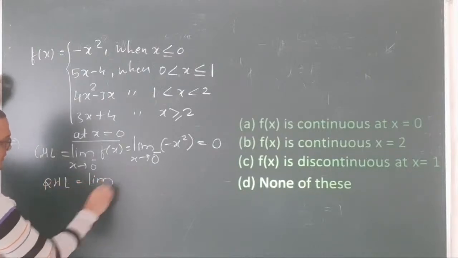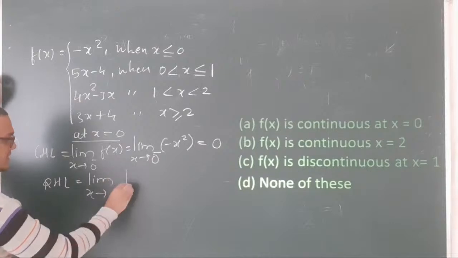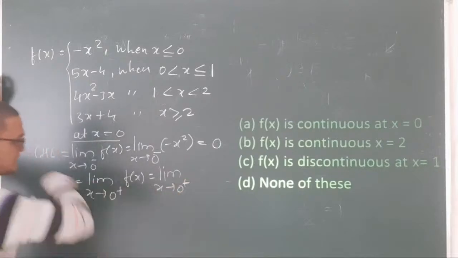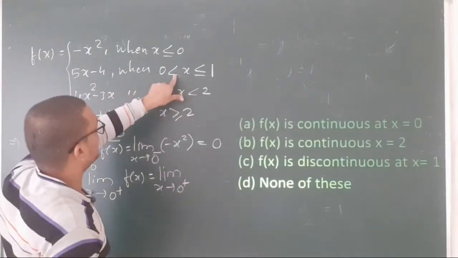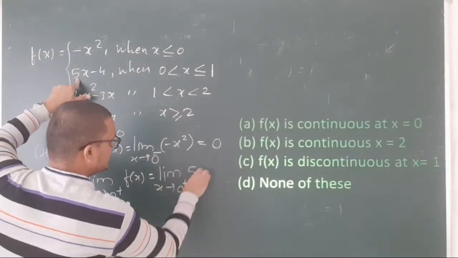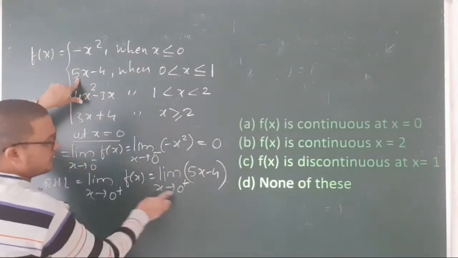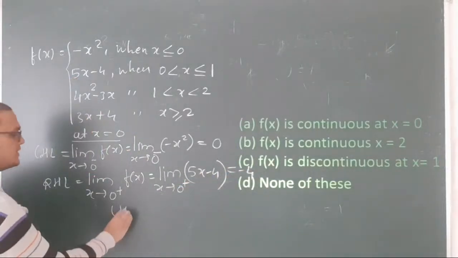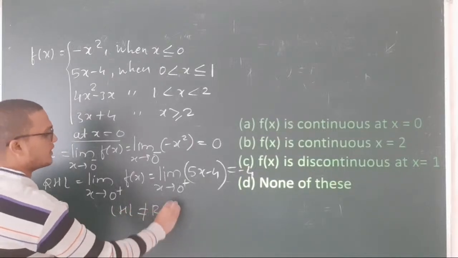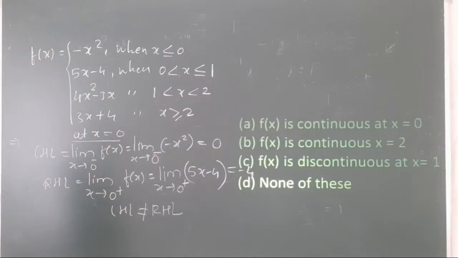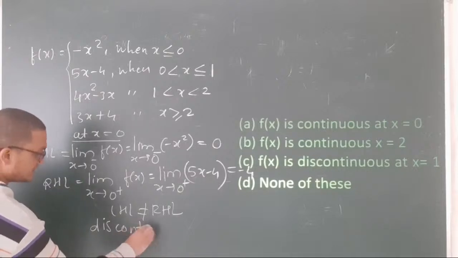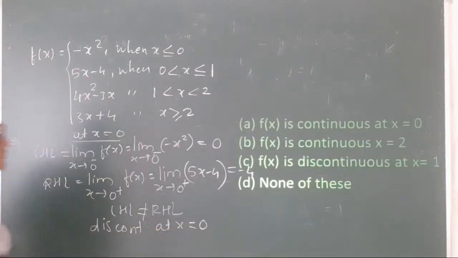RHL is the limit as x tends to 0 plus of f of x. RHL means x is greater than 0, and for x greater than 0 the function is 5x minus 4. So when I put the limit x tends to 0 here, 0 minus 4 is minus 4. If you observe here, LHL is not equal to RHL. It means it is discontinuous at x equals 0.